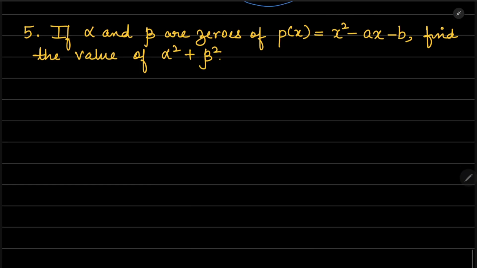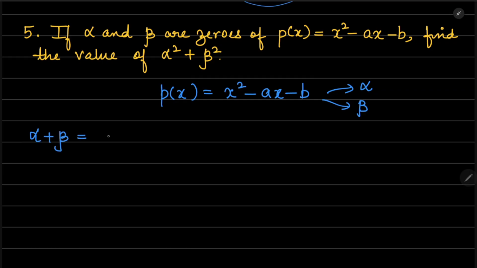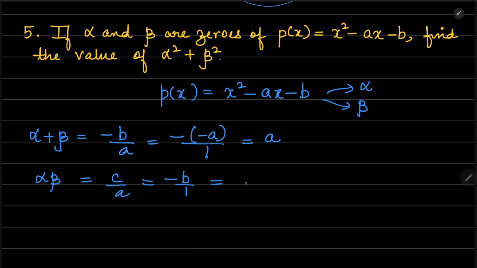Let's write what is given first of all. So p of x is nothing but x square minus ax minus b, the given polynomial, and you are given alpha and beta are the zeros. So the minute before you even get into what you have to find, let us find the sum of the zeros. So alpha plus beta equal to minus b by a, which is minus of minus a by 1, which is nothing but just a. Then product of the zeros, c by a. What is c? Minus b by 1, which is minus b.